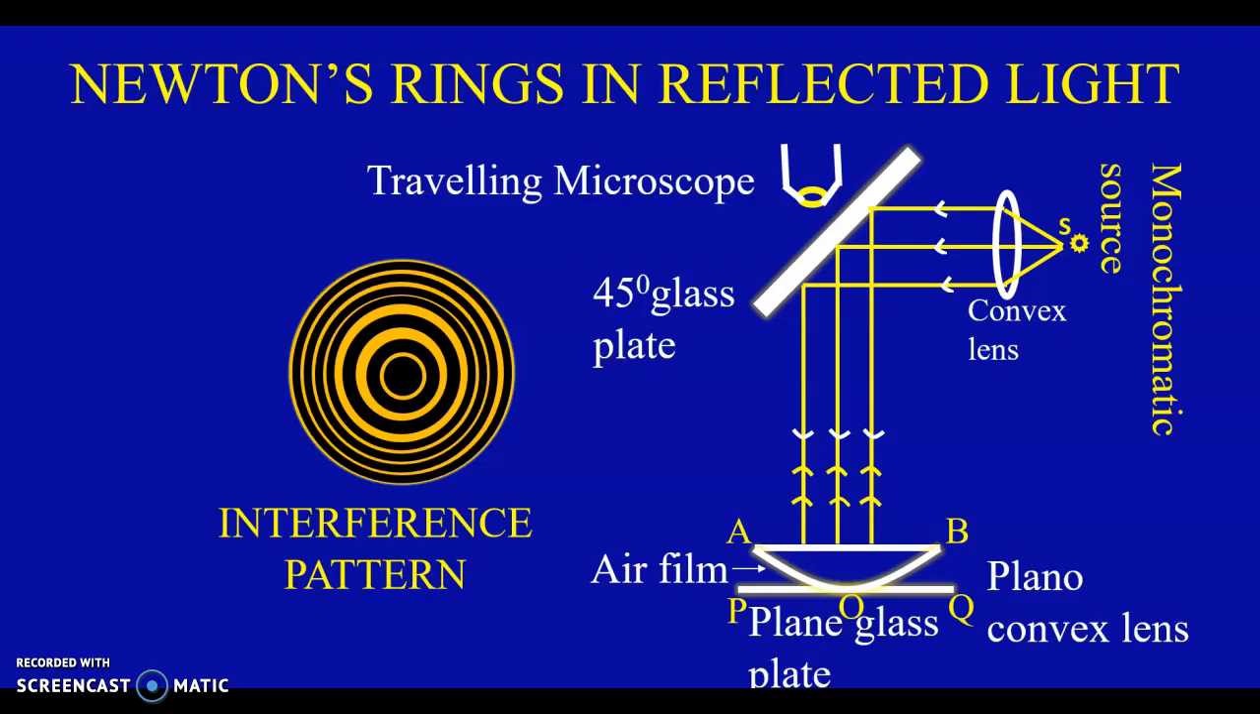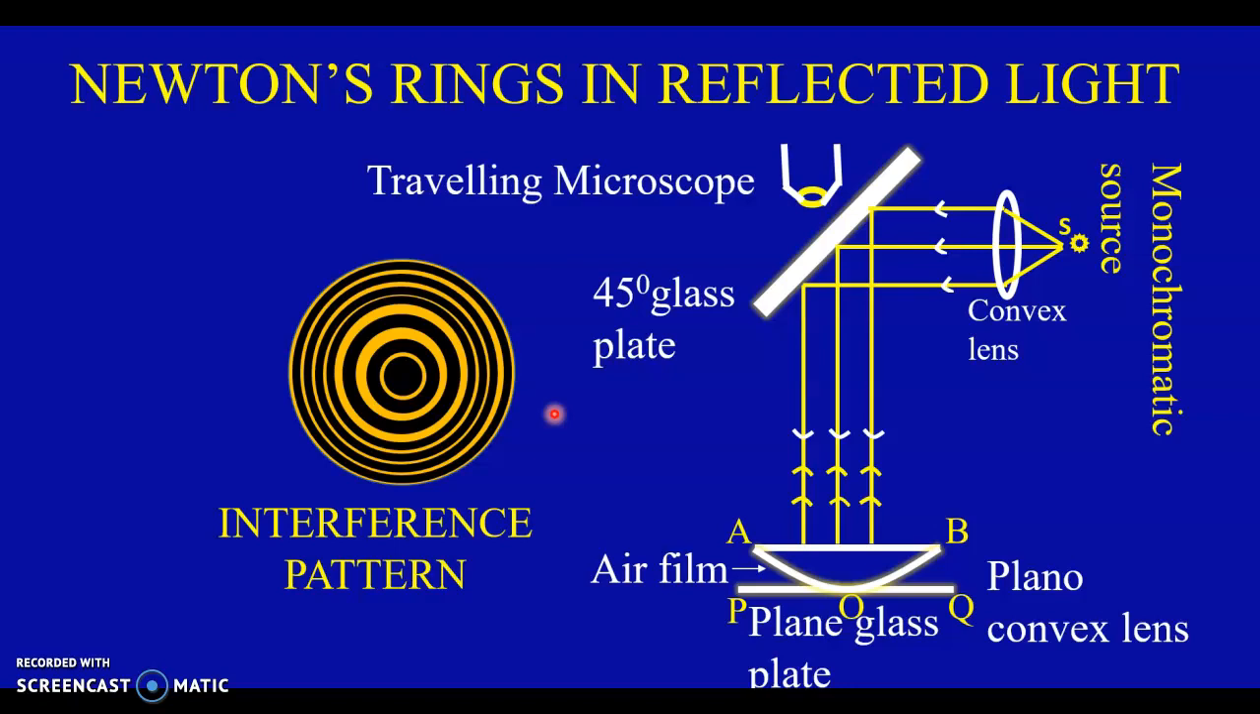Now in this video, we are going to study Newton's rings under reflected light, and this is the experimental arrangement. On the right side of the slide, you can see the entire experimental arrangement, and on the left side you can see the interference pattern. How are Newton's rings formed because of interference? Now the question arises: where is the interference taking place?